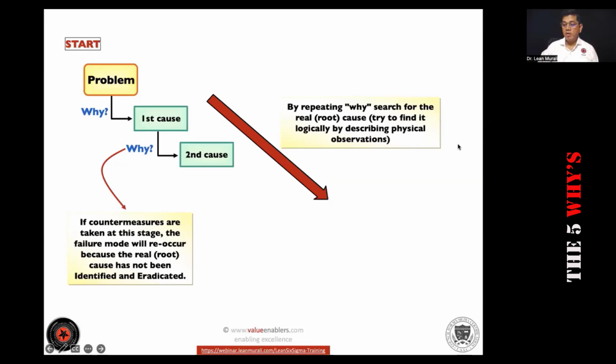How many of you understood this? Please give me a 9 or 10 if you have understood. This is the common mistake people make. On the first cause or the second cause, people take countermeasures. And the warning here is, if the countermeasures are taken at this stage, the failure mode will reoccur because the real root cause has not been identified or eradicated.